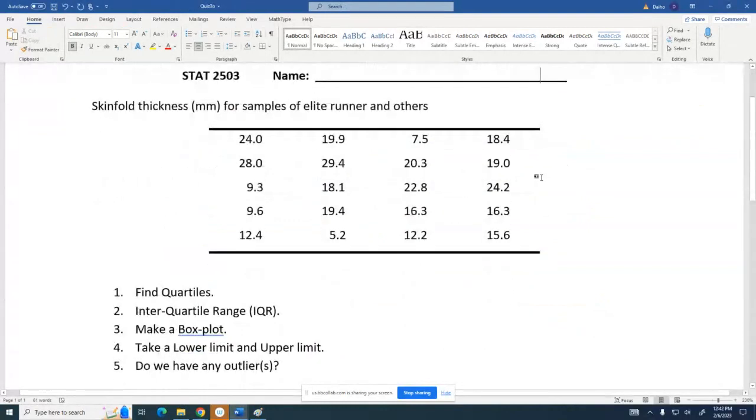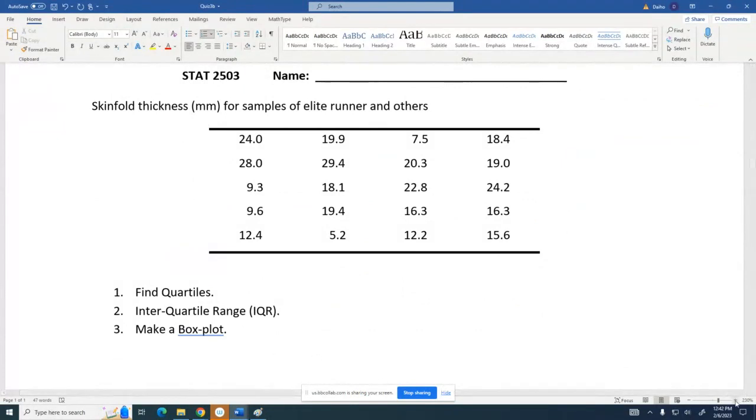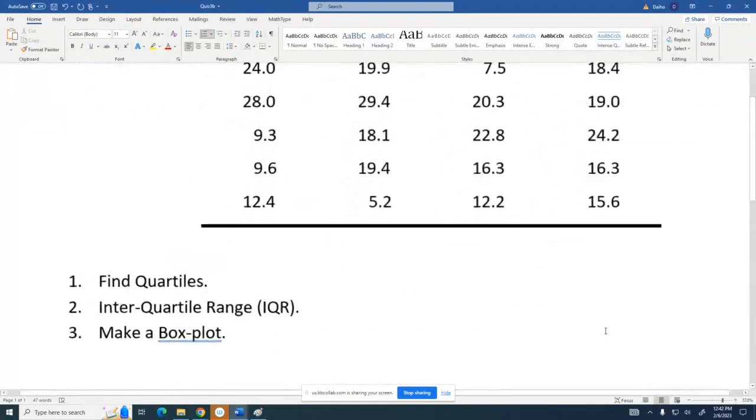Yep, here is quiz number 4. Find the quartiles, interquartile range, and make a box and whisker plot. You don't have to take the lower limit and upper limit because we didn't discuss them. Please make the box and whisker plot.